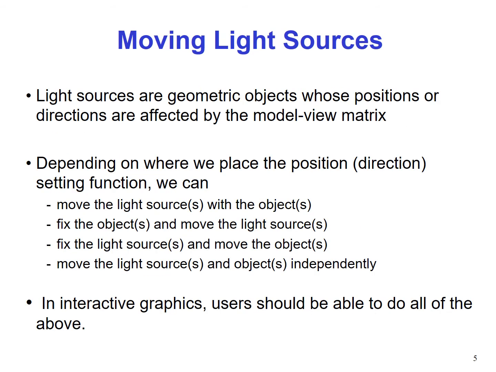Light sources are geometric objects whose positions or directions are affected by the model view matrix. Depending on where we place the position and the direction setting function, we can move the light sources with the objects. So we can move them both together, or we can fix the objects and move only the light sources. Or we could fix the light sources and move the objects, or we can move both of them independently. In interactive graphics, users should be able to do all of the above.